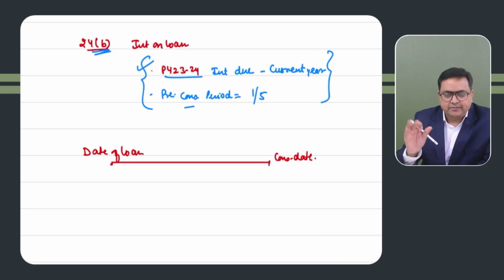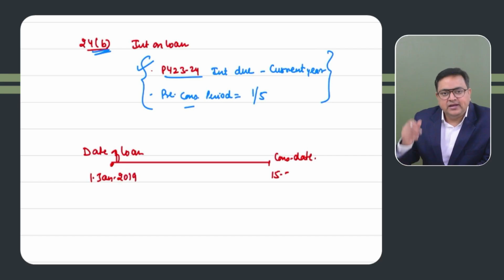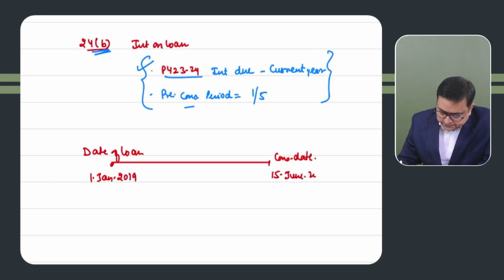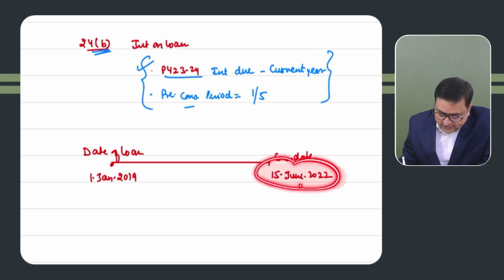So let's say, for example, the date of loan is 1st January 2019, and the construction was completed on 15th of June 2022. Got it? So first of all, you have to see in which previous year the construction is getting completed. So this date belongs to which previous year?